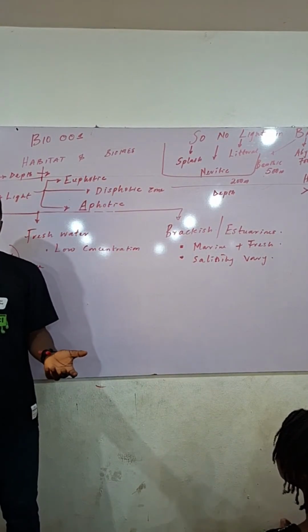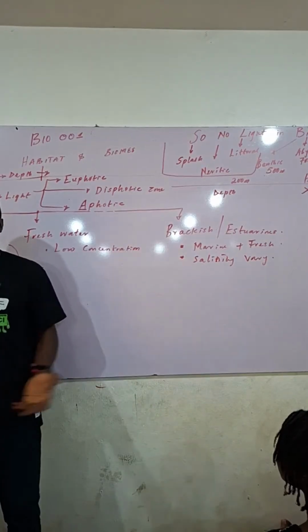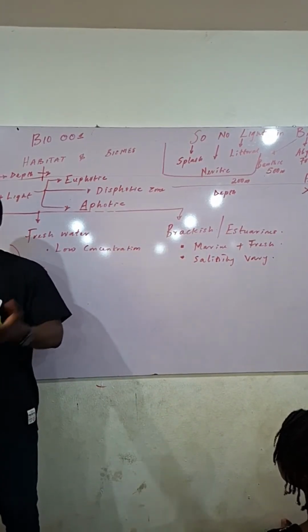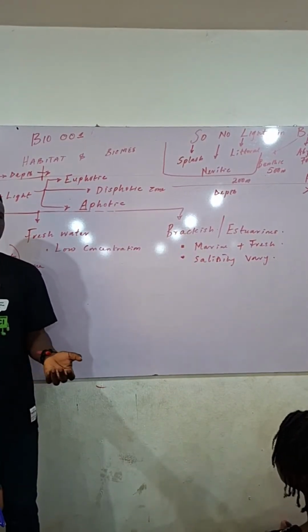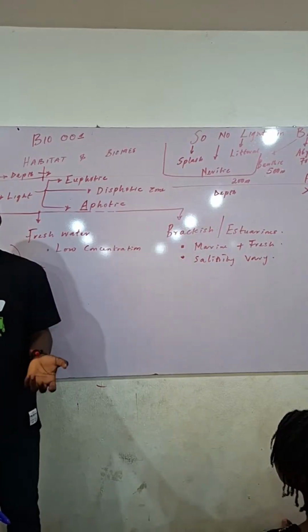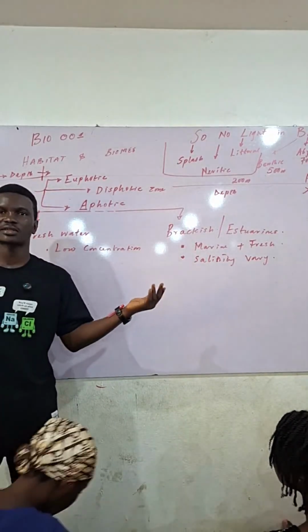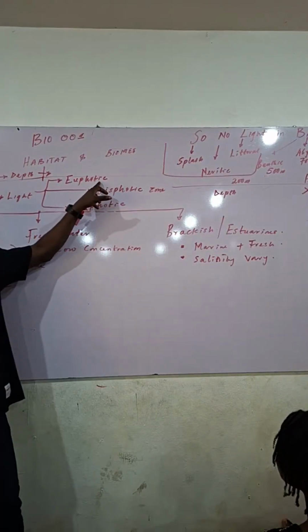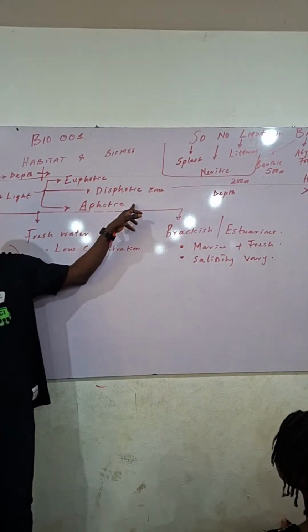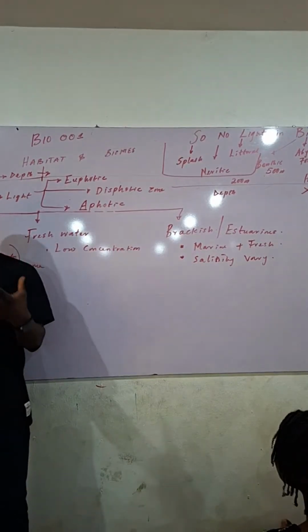Euphotic. They might not even tell you producers. They might just put phytoplankton, zooplankton, nekton, and all of those things. I'll tell you the type of animals we also have there based on their movement. So you have what we call the euphotic zone. That's where light usually gets to. Then we have the dysphotic zone, and we have what we call the aphotic zone.